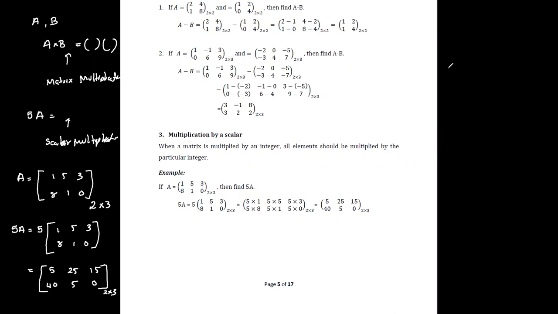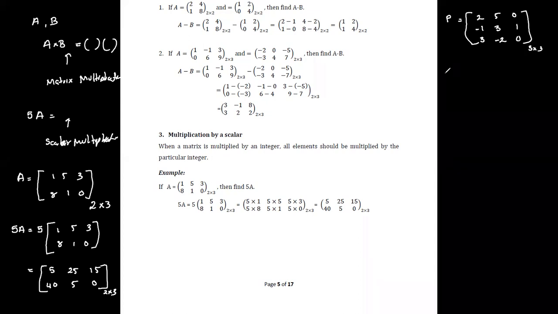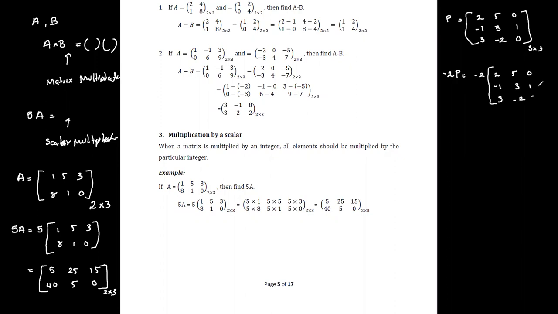Let me discuss another example on the multiplication of a matrix by a scalar. Suppose that matrix P is given as 2, 5, 0, minus 1, 3, 1, 3, minus 2, and 0, another 3 by 3 matrix. If we are to calculate the value of minus 2P, you have to multiply each and every term of this matrix by the integer minus 2.